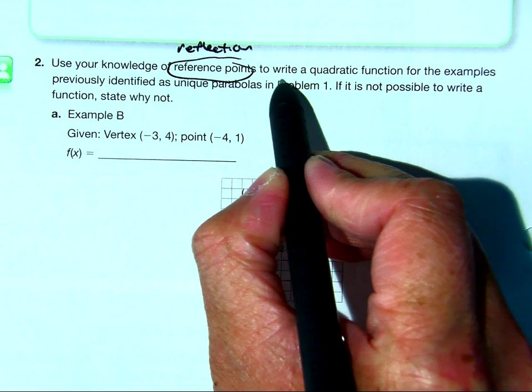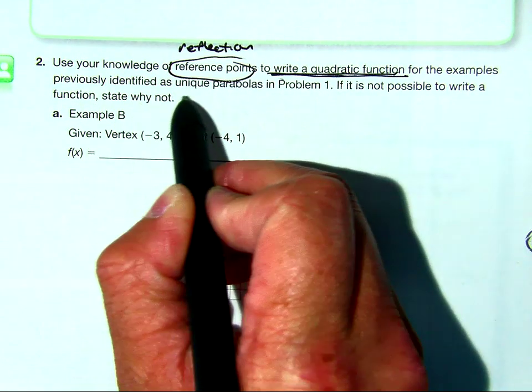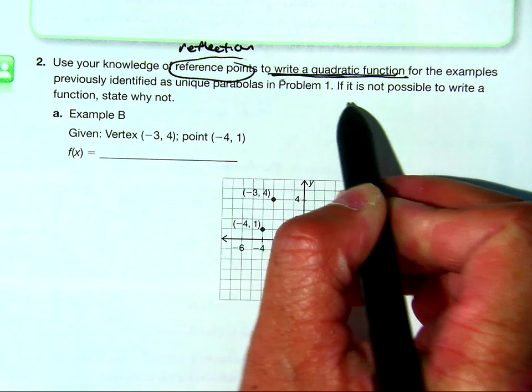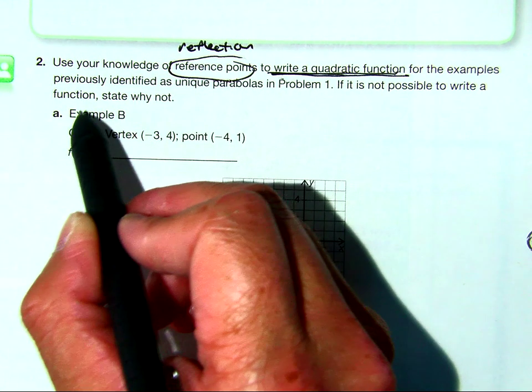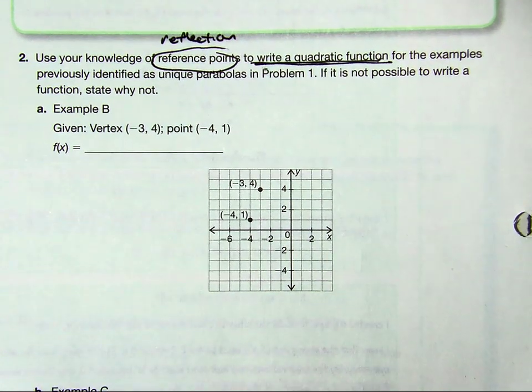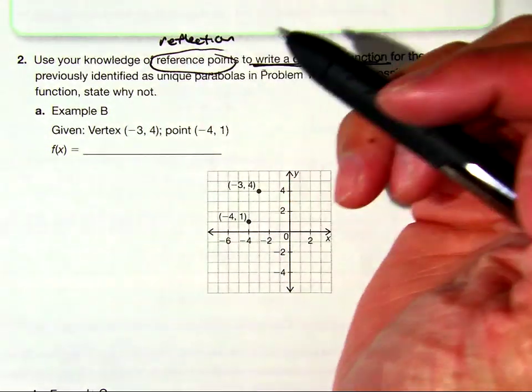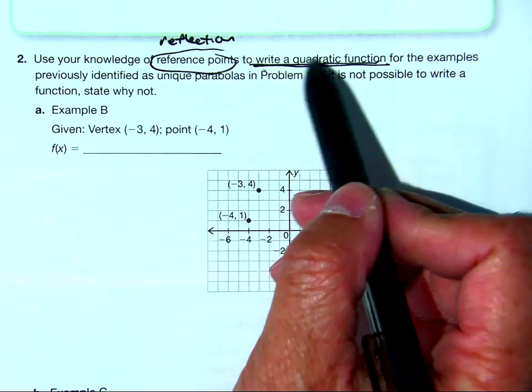to write an equation, a quadratic equation for the examples previously identified as unique parabolas in problem 1. If it is not possible, write the function. If it is not possible to write a function, state why not. So, in this problem, we do a think out loud. They give me the information of a vertex. Well, how do I write a quadratic function?